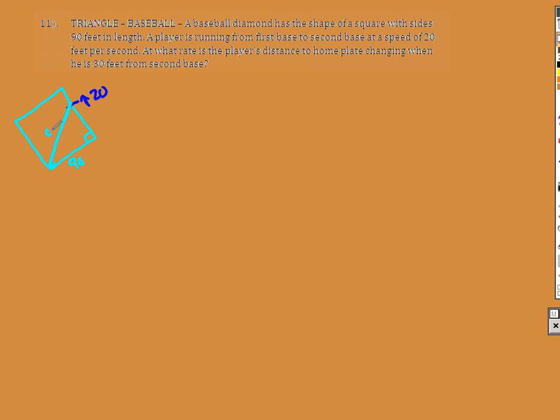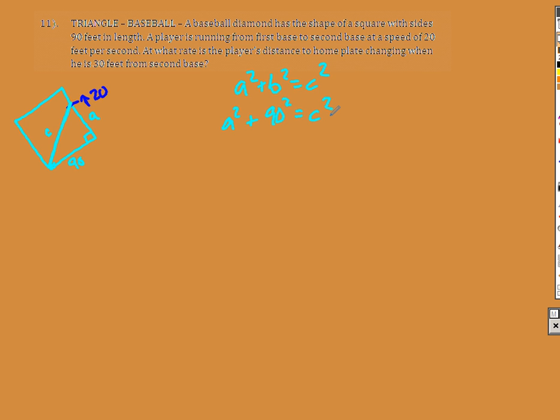So again, I'll call that C. They want to end up knowing what it is. If this is A, we'll call that B. So A squared plus B squared equals C squared. What do we always know? Well, that this side B is always 90. So 90 squared. We can plug it in immediately.